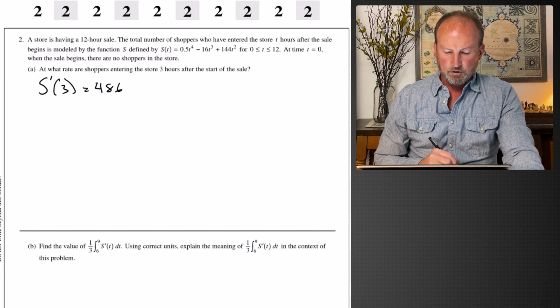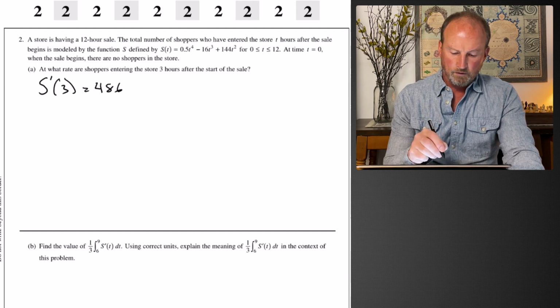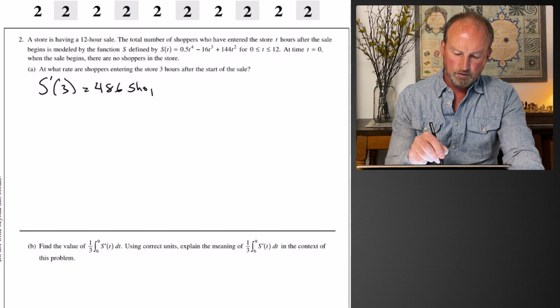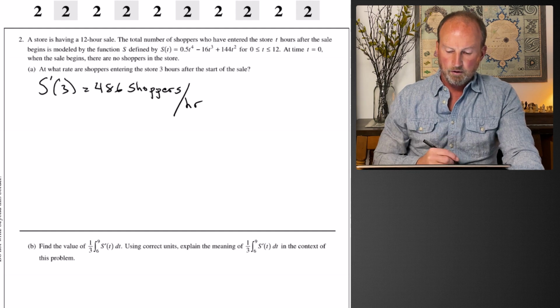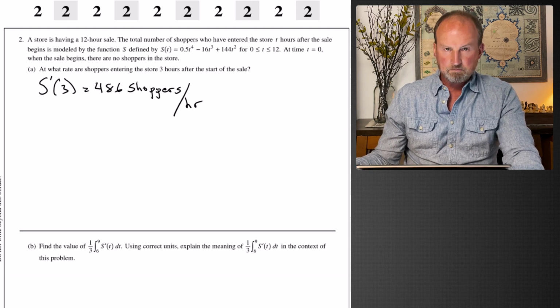At what rate are shoppers entering and leaving the store? 486 shoppers per hour. Make sure you have units on there. Doesn't say justify, so we're good to go.